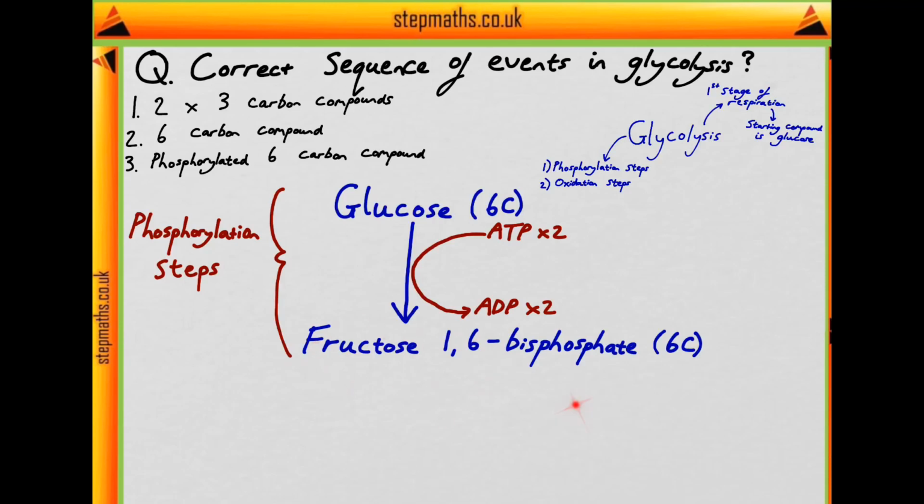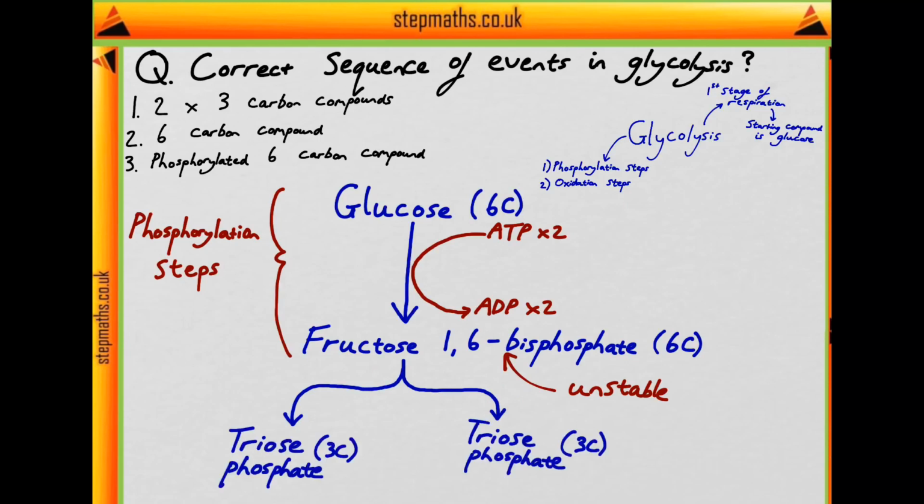Now that we have our phosphorylated 6-carbon compound, what happens next? Well, this 6-carbon compound is very unstable, and so it immediately breaks down into 2 compounds, each of which are triphosphate, a 3-carbon compound. Each of these triphosphate molecules then undergoes the oxidative steps of glycolysis, but I won't go into that further in this video.